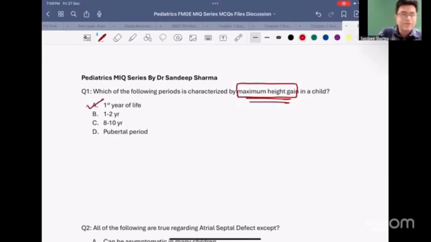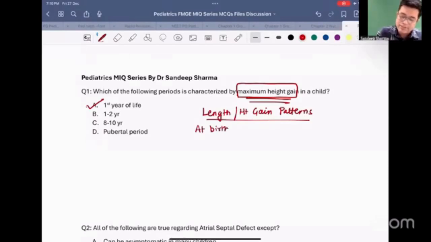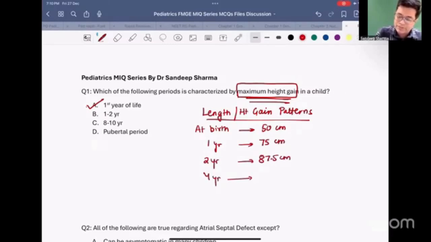So basically, you have to remember the length or height gain patterns. The length or height gain pattern tells you that at birth, the length of a child is about 50 centimeters. And at 1 year, in a normally growing child, it becomes about 75 centimeters. At 2 years, it becomes 87.5 to 90 centimeters. And at 4 years, it becomes 100 centimeters.